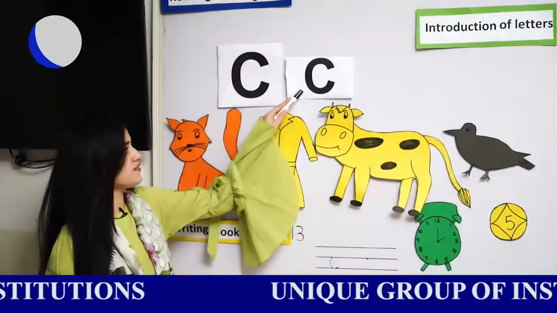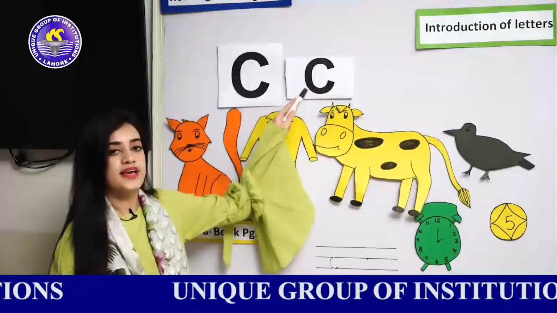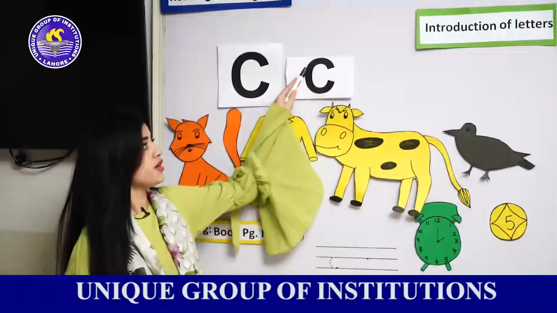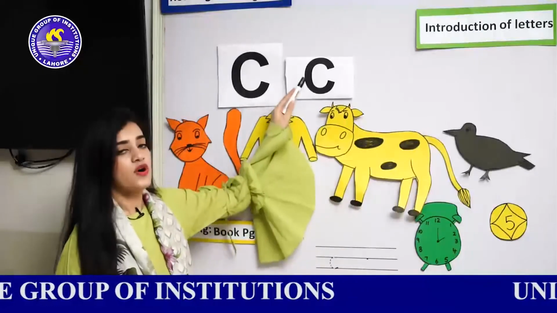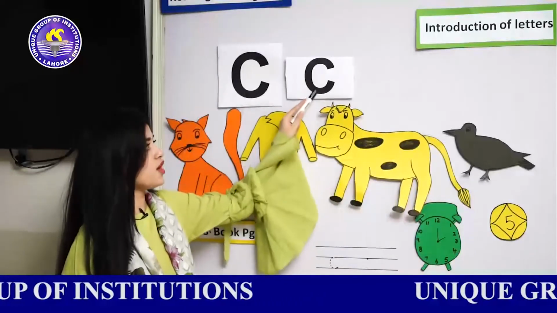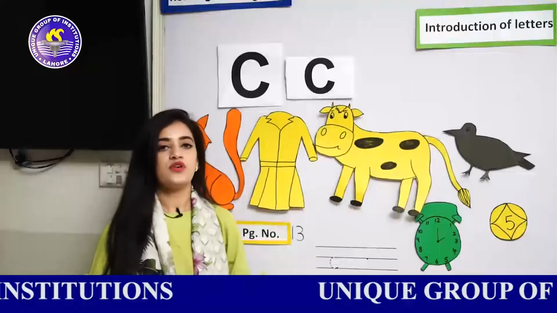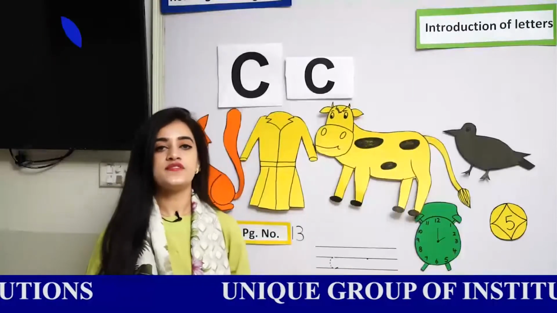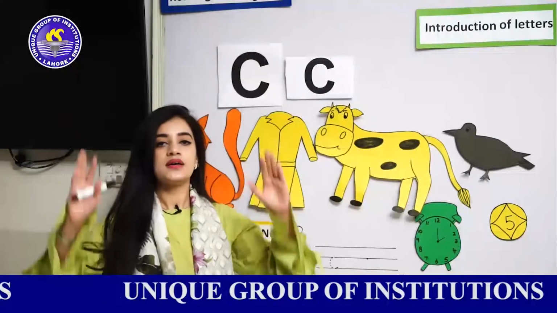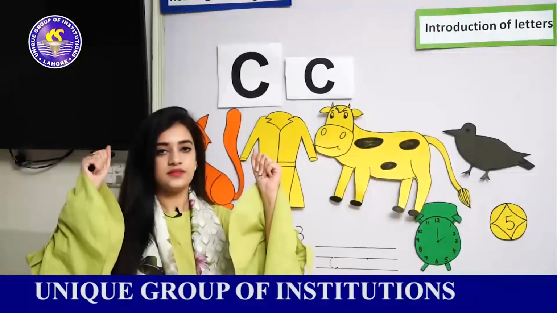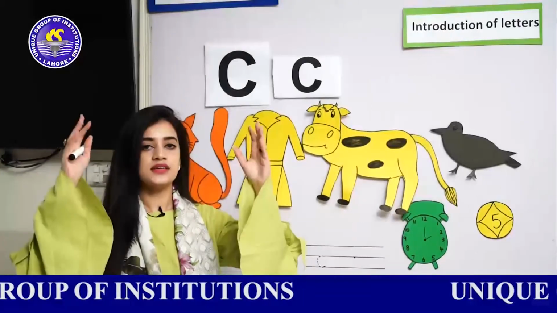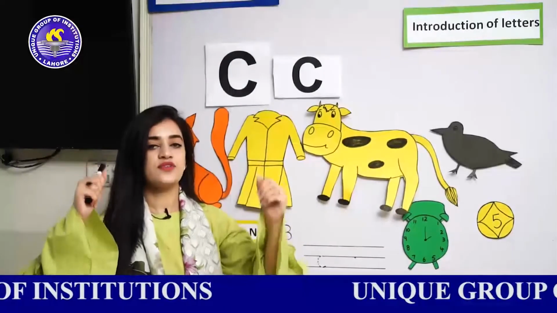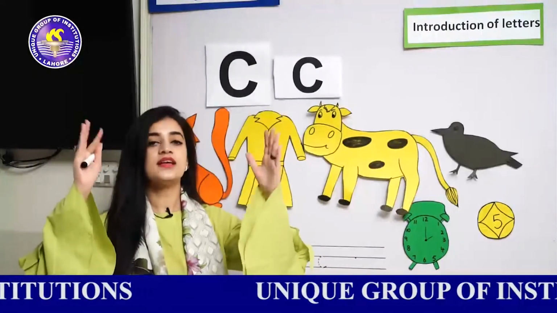Now let's see, what's this? Lowercase c. This is also called small c. Now I'm going to tell you the action of c. K. K. And what is the sound of c? K. K. K. You are going to pretend you are clicking castanets.